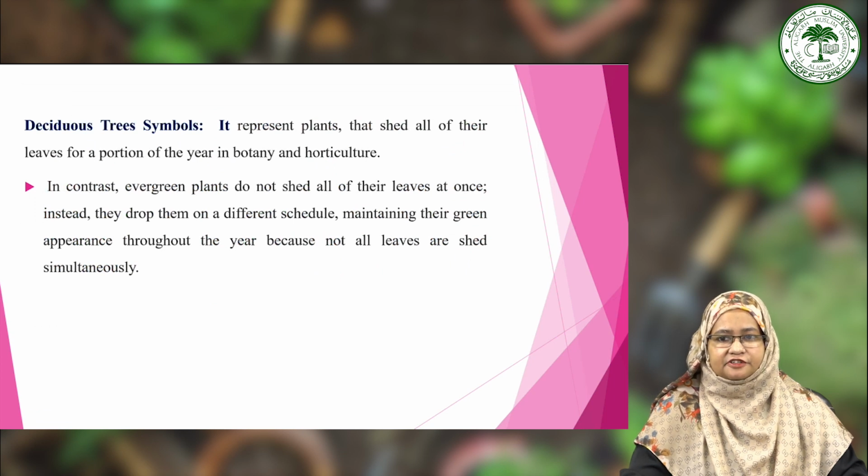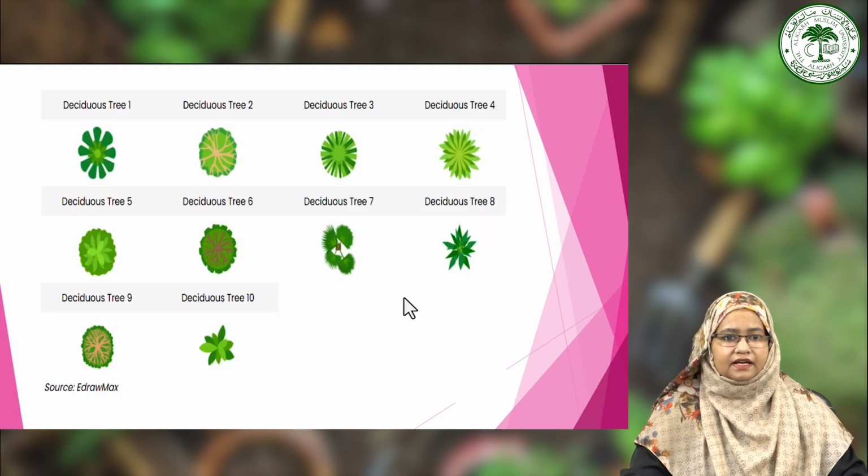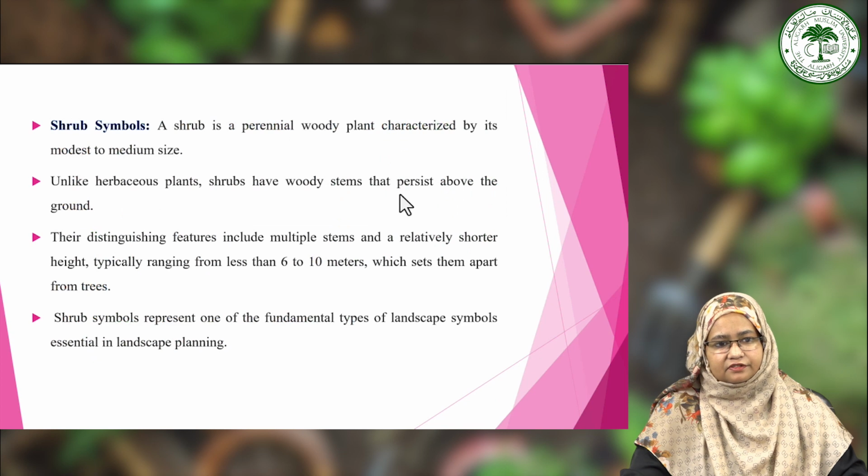And symbols representing deciduous trees are used in landscape plans to denote plants that undergo the process of shedding all their leaves during a specific portion of the year, as defined in botany and horticulture. This shedding of leaves is a characteristic feature of deciduous plants. In contrast, evergreen plants follow a different schedule of leaf dropping, allowing them to maintain the appearance of being green throughout the year, as not all their leaves are shed simultaneously. These symbols are used for the deciduous plants depending upon the shapes of their leaves.